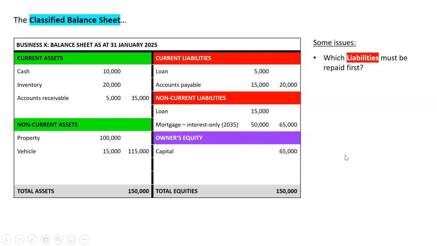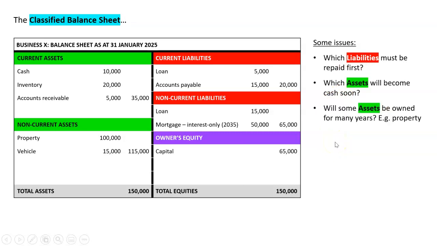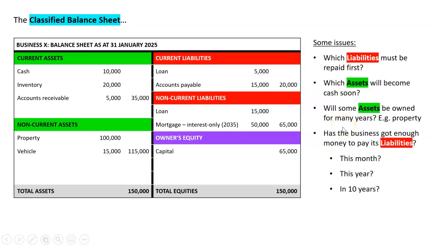And the beauty is I can now answer these questions. Which liabilities must be repaid first? Which assets will become cash soon? Will some assets be owned for many years? And has the business got enough money to pay its liabilities? I can answer all those questions now by looking at that.